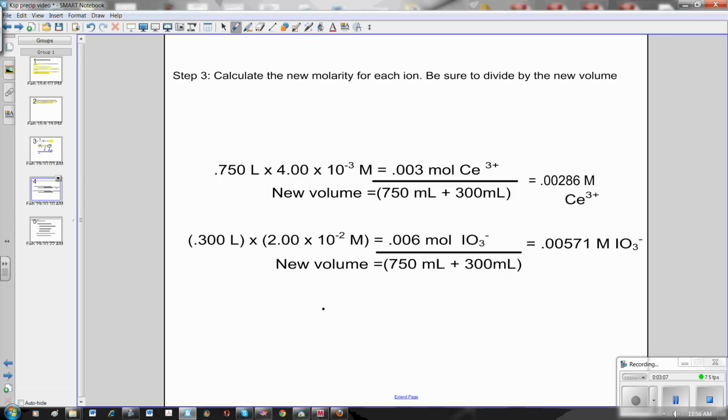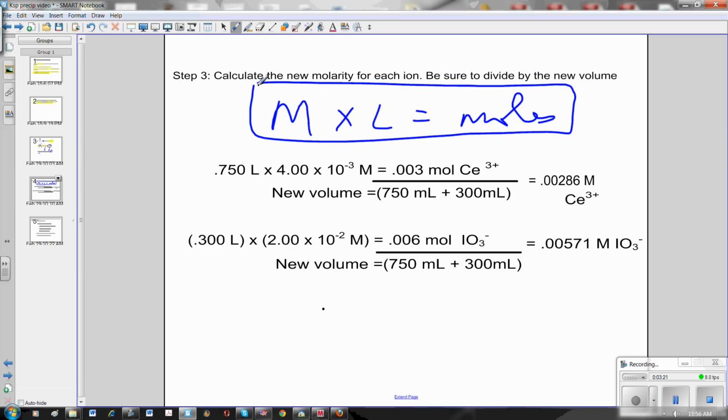Next one. Calculate the new molarity for each ion. Be sure to divide by the new volume. If you remember, molarity times liters will always get you moles. We did that in the previous chapter. You need to know that whenever you're dealing with solutions in chemistry, you just take molarity times liters and it will always give you moles. So when you're calculating molarity, the idea behind molarity is just moles over liters. So the first thing is find the moles, then put it underneath the liters, and you will find the molarity of each ion.